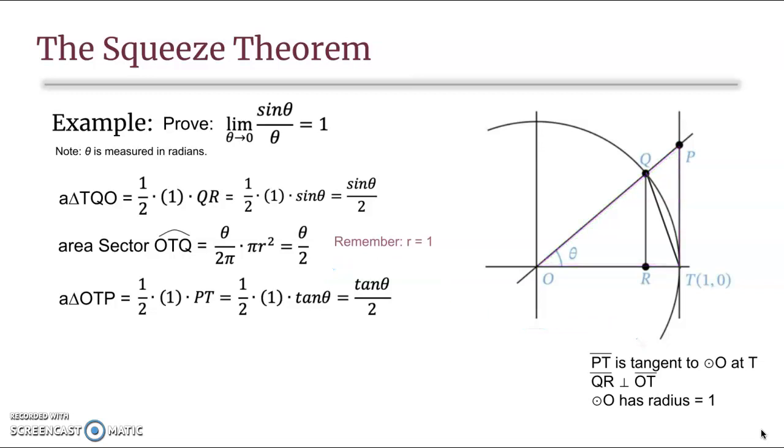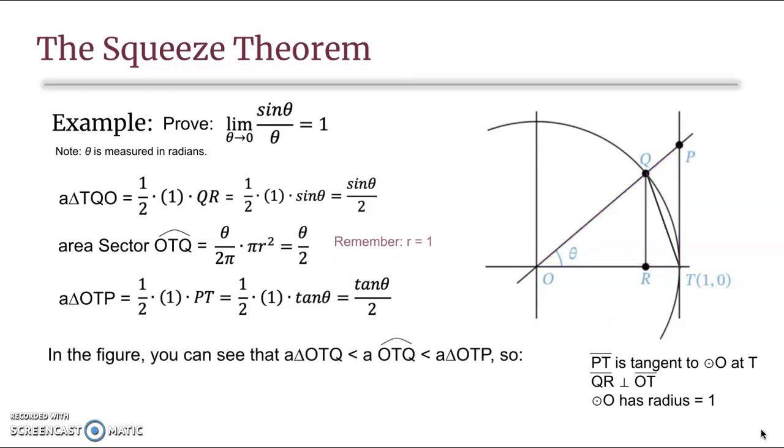Okay, so moving on. If you look at the figure, you can see that triangle OTQ, that's the first one we found the area of, has an area that's less than the sector, because there's that little tiny piece on the right that's additional in OTQ, the sector. And then that's all smaller than the area of triangle OTP, the one that has the tangent line segment. And so what that means is sine of theta over 2 has to be less than theta over 2, which has to be less than the tangent of theta over 2.